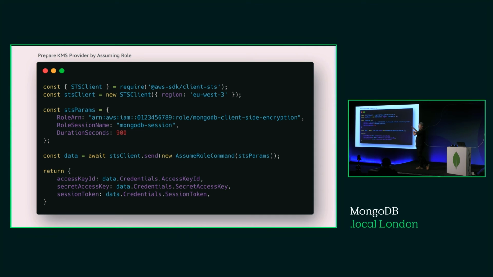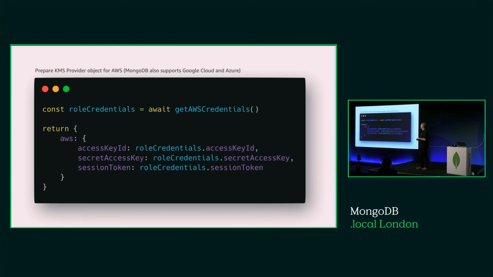So even if these leaked somehow, it's only valid for 15 minutes and only for two very specific operations, encrypt and decrypt on one specific master key. So it's not like hard coding an AWS access key and secret key in your code. So that's the way the client application acquires an AWS access key and secret key.